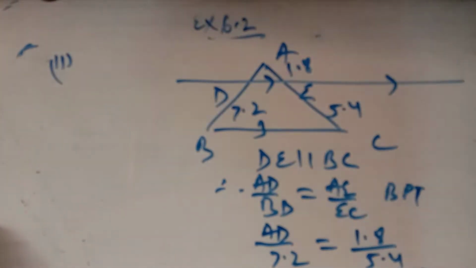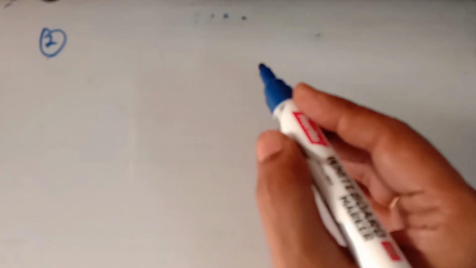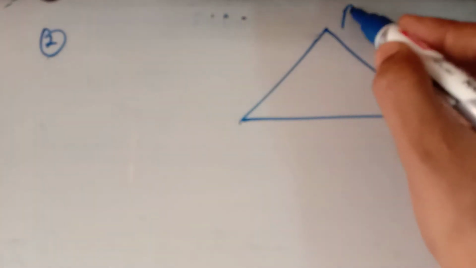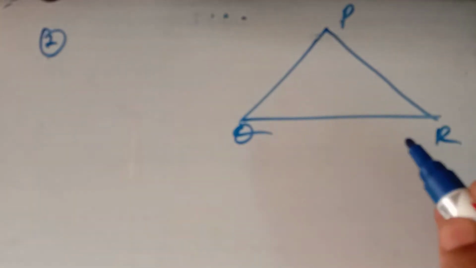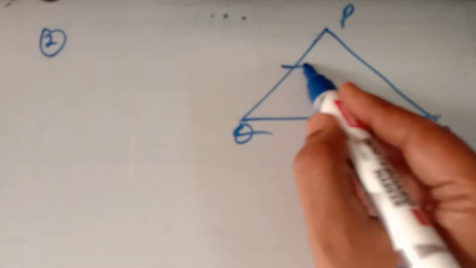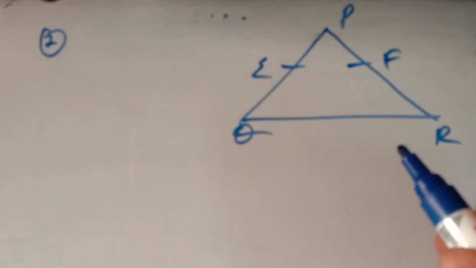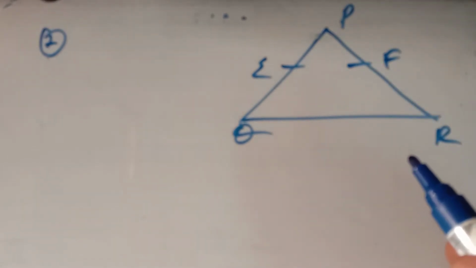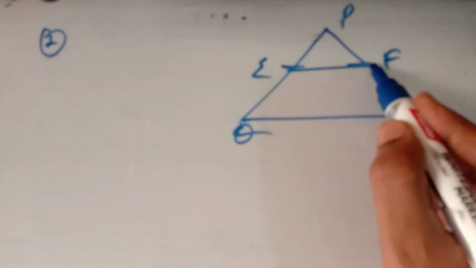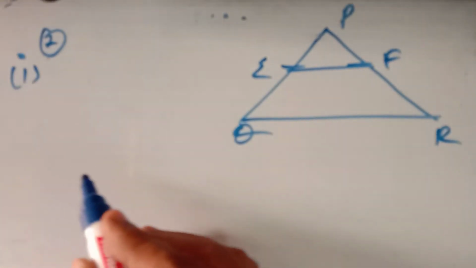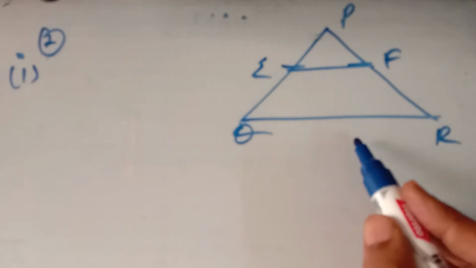Now in question number 2 of this exercise, E and F are the points on the sides of the triangle PQR. There's a triangle PQR, and it is given that E and F are two points on its sides. For each of the following cases, you have to state whether EF is parallel to the third side or not. So in the first part, what is given? You have to find whether EF is parallel to QR or not.